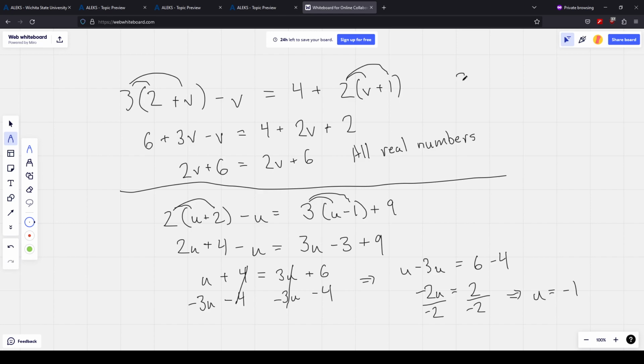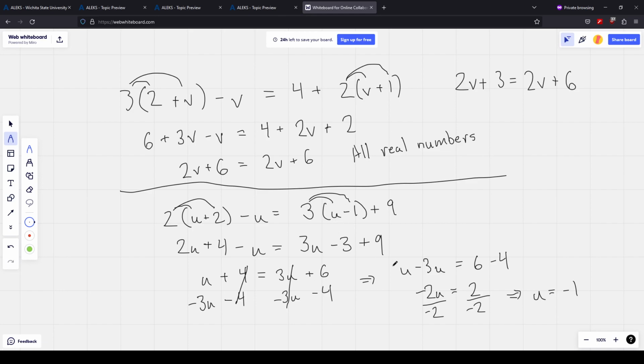If we'd had something like 2v plus 3 equals 2v plus 6, in this case, where we see the same coefficient on v but two different constants, 3 and 6 here, this is going to be the case where we have no real solutions. If they're a perfect one-to-one match, it's all real numbers. If your coefficients match, but your constants don't match, then it's no solutions instead.